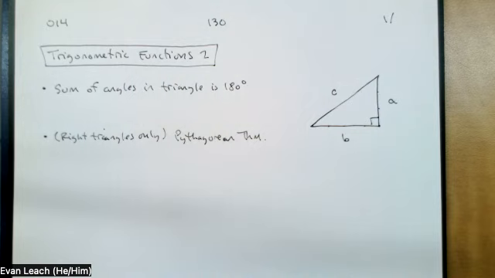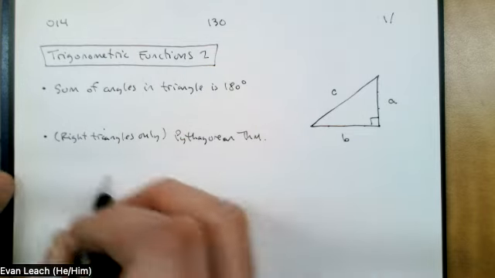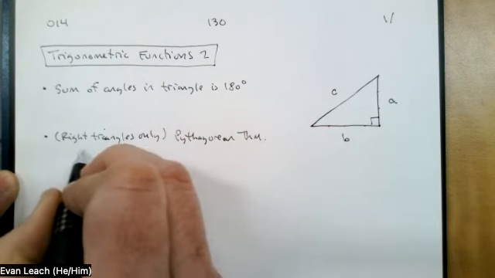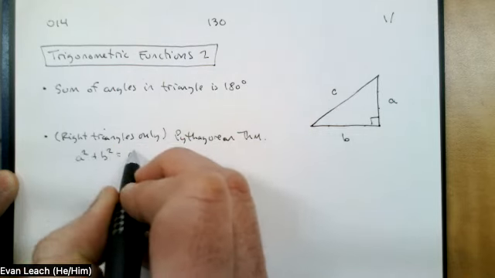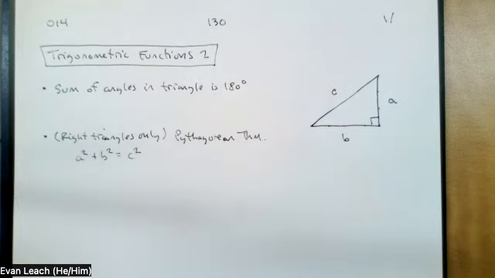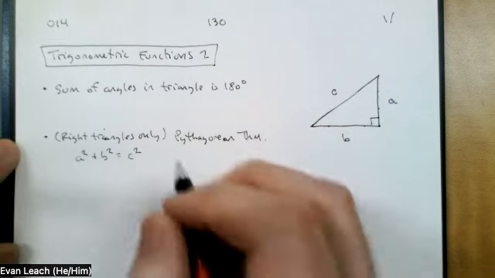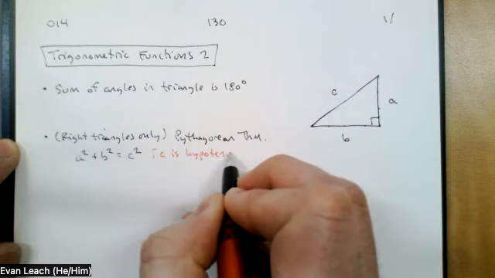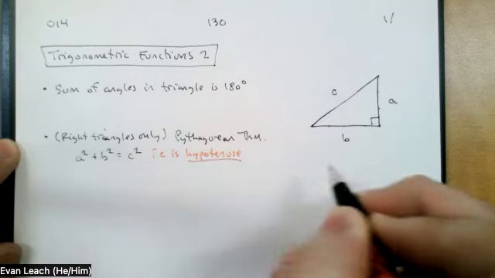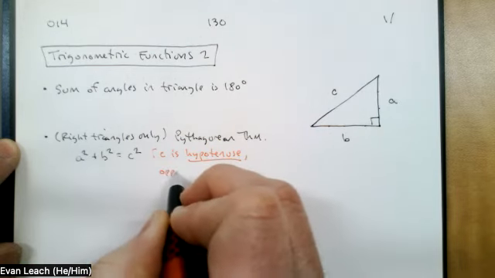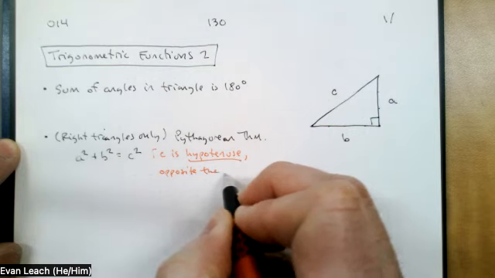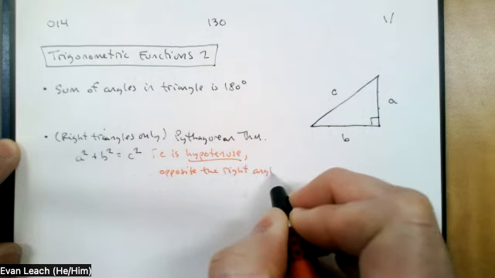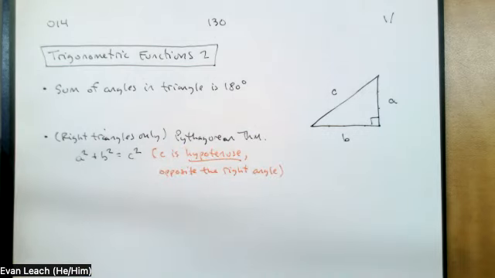I labeled this triangle with legs A and B and hypotenuse C. So we can summarize the Pythagorean theorem by saying A squared plus B squared is equal to C squared, as long as we remember that when we do this, C is the hypotenuse, which is opposite the right angle.